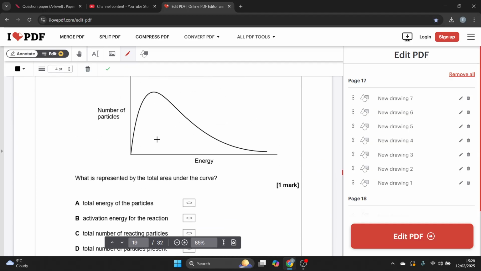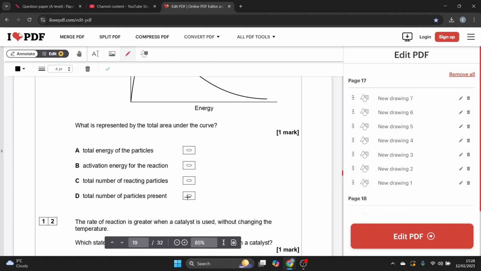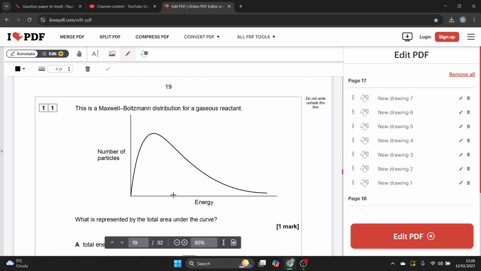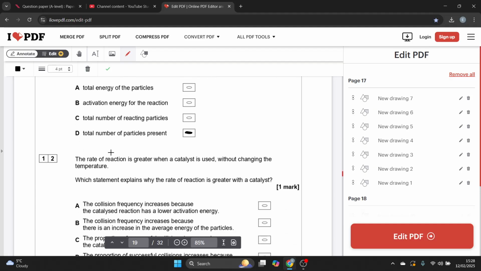Question 11, this is the Maxwell-Boltzmann distribution. For a gaseous reactant, what is represented by the total area under the curve? Total number of particles present. Don't fall for total number of reactant particles, that's this bit.